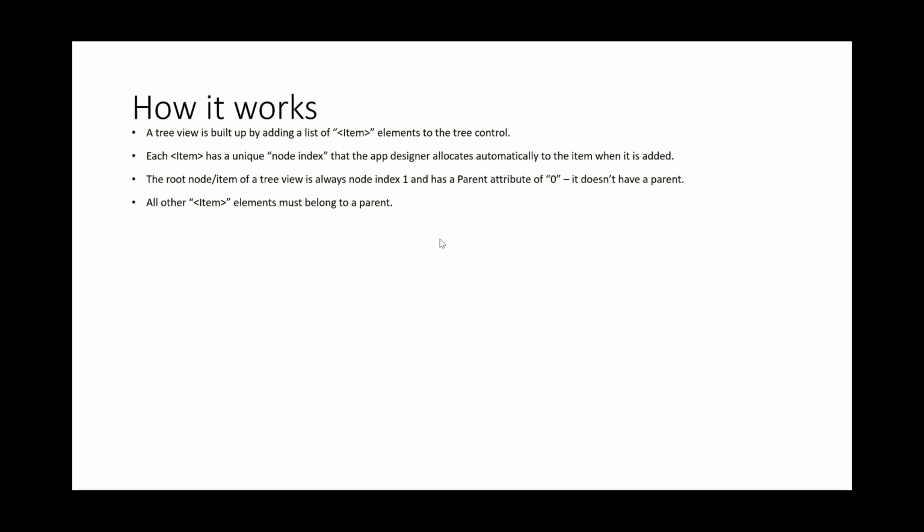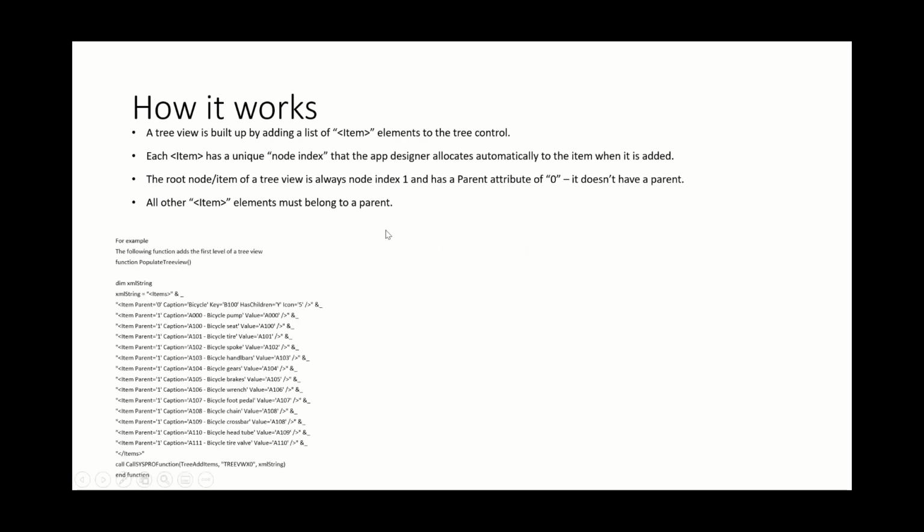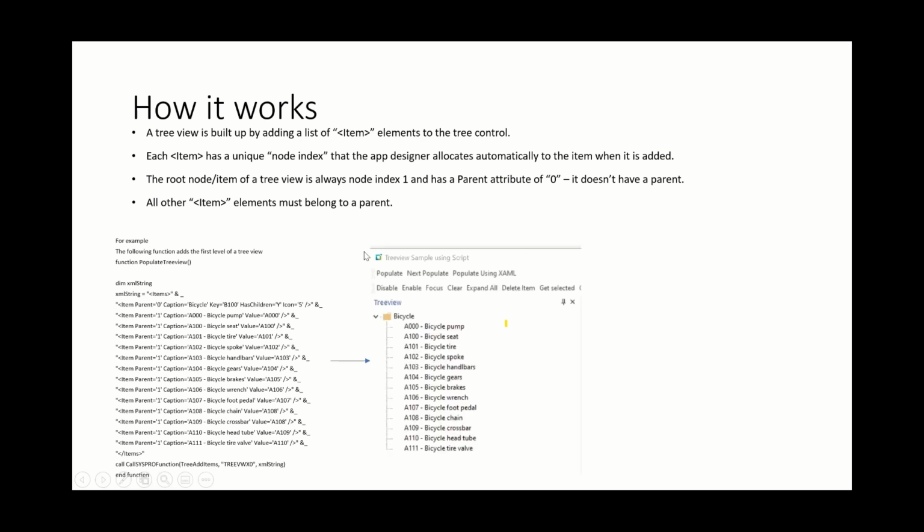So as an example, if we have a look at this script here, I'm building an XML string. It has a root level called items. Here's an item, parent 0. Well, we know that this is the root, so it's called a bicycle. There's a key here called B100. And it's asking us for an icon ID. And then all the other items here have a parent ID of 1, because we know that this will have been allocated. So if we present this to the call out function called tree add items, then it will generate this. And we can see our bicycle at top level, and these are all our items.